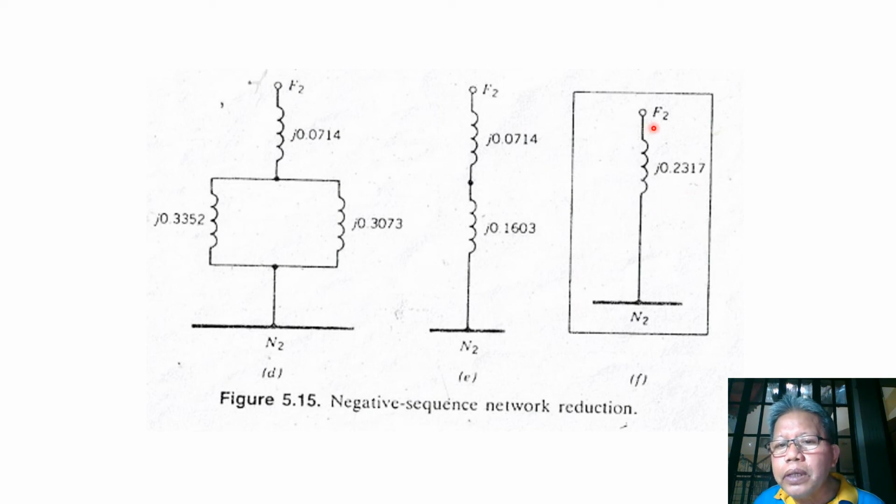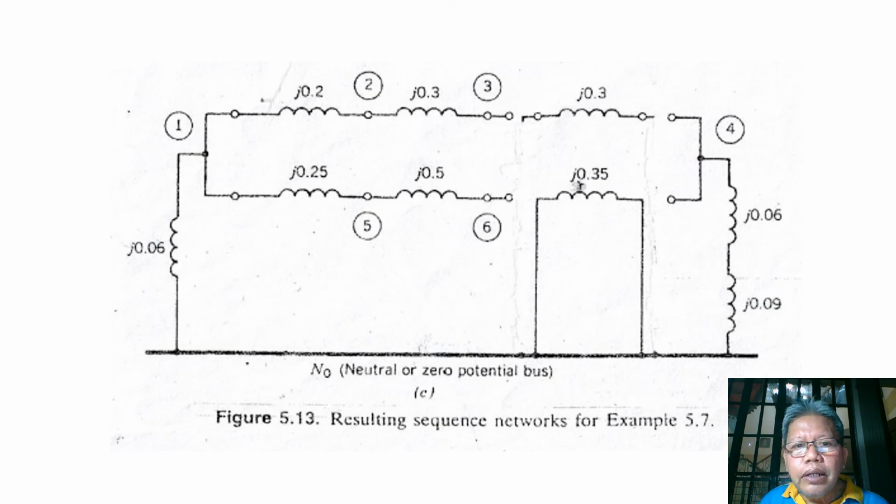So with respect to F2 and the reference neutral, we have only the reactance here, no? Total reactance of 0.2317. Okay, so this is our simplified equivalent network for the zero sequence of our network. Now for the zero sequence network, we have seen last time that we have this connection, no?